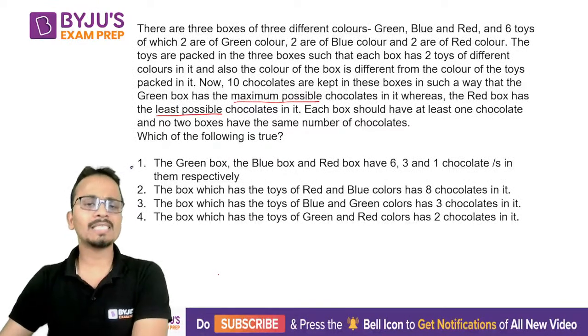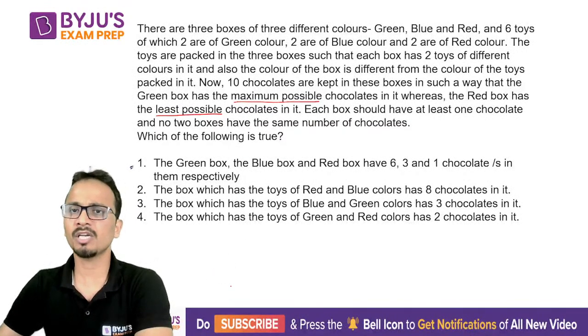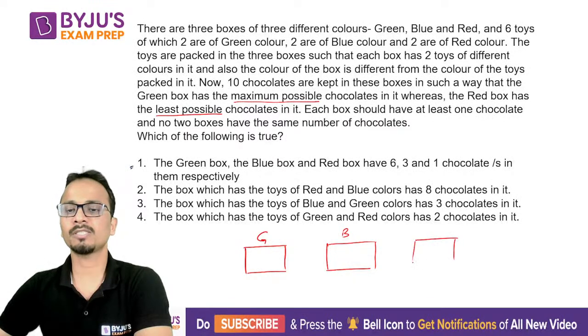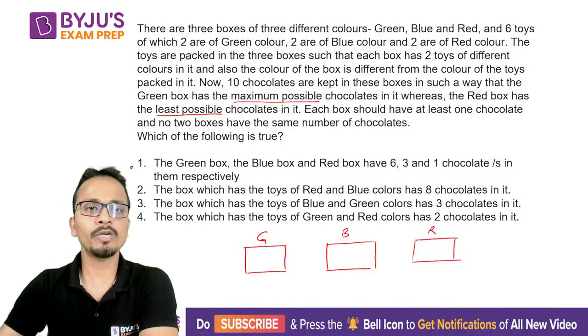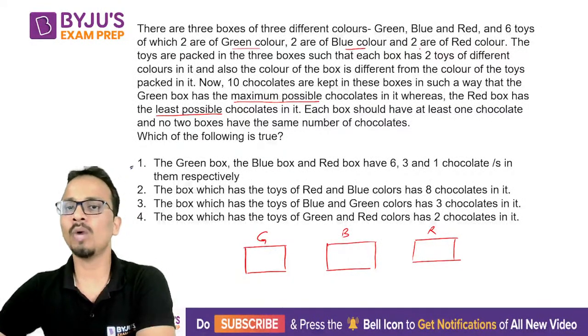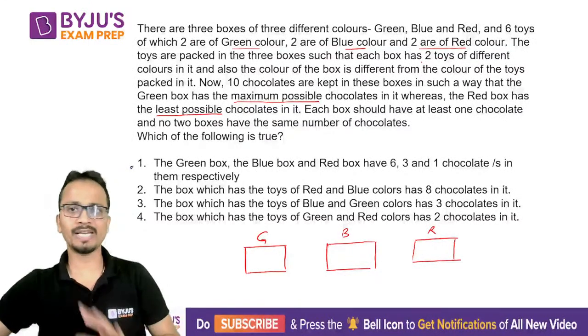Now let's look at this question and read it from the beginning. So there are 3 boxes of different colors: green, blue, and red. So first of all, I'll make 3 boxes. So green, I'll label it. Now the second one is blue, and the third box is red. All right, so these are the 3 boxes, and there are 6 toys, of which 2 are green, 2 are blue, and 2 are red. So 2 green, 2 blue, and 2 red color toys. So in total there are 6 toys.